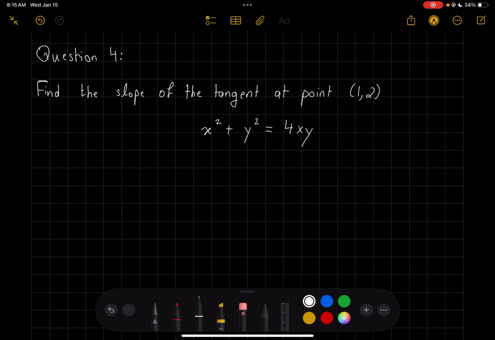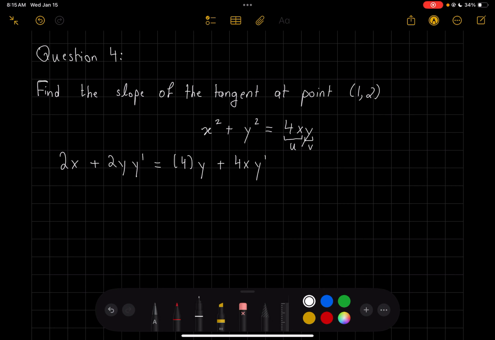Question 4. Find the slope of the tangent at point (1, 2). So in order to do this question, you have to implicitly differentiate again. So now the derivative of x to the power of 2 is going to be 2x. The derivative of y to the power of 2 is going to be 2y y prime, equals 4xy. Again, product rule: x is going to be my u and the y is going to be my v. So u prime is going to be 4, and v prime is going to be y plus 4x y prime.